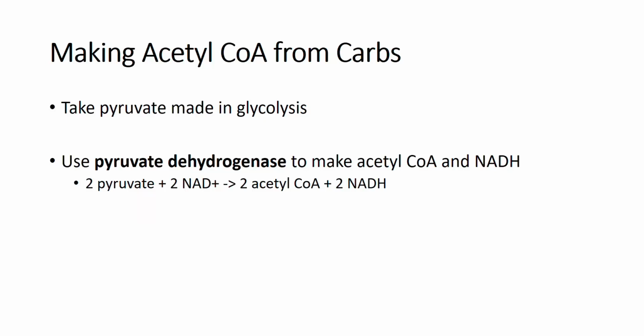So specifically, we are going to take the 2 pyruvates made at the end of step 10 of glycolysis and add 2 NAD pluses to it and yield 2 acetyl-CoAs and 2 NADHs. Those 2 acetyl-CoAs will move on to the Krebs cycle, and the 2 NADHs will move on to the electron transport chain.